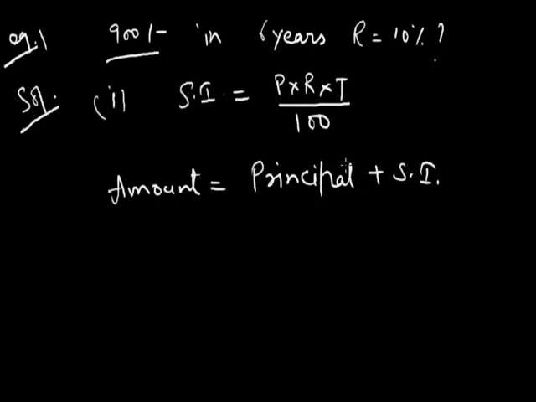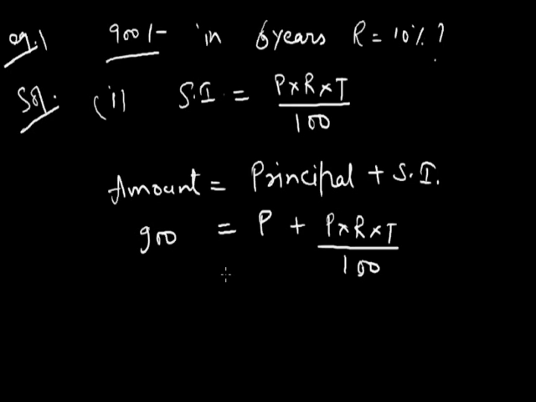And the question asks about what is the principal that leads to an amount of rupees 900 in 6 years with a rate of interest 10%. So let us assume the principal is equals to P rupees. That plus SI, which is P multiplied by R multiplied by T divided by 100, is equals to amount, and in this case amount is given as rupees 900. So equating the RHS and LHS of the equation amount is equals to principal plus SI, we will get rupees 900 is equals to P plus P multiplied by R multiplied by T divided by 100.